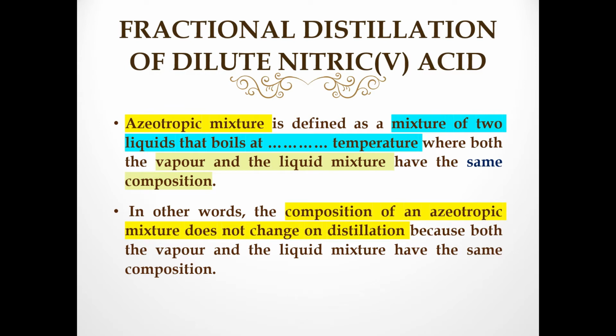And for fractional distillation of dilute nitric acid, first we have to understand the meaning of azeotropic mixture. An azeotropic mixture, also called an azeotrope, is defined as a mixture of two liquids that boils at a constant temperature where both the vapor and the liquid mixture have the same composition. In other words, the composition of an azeotropic mixture does not change on distillation because both the vapor and the liquid mixture have the same composition.